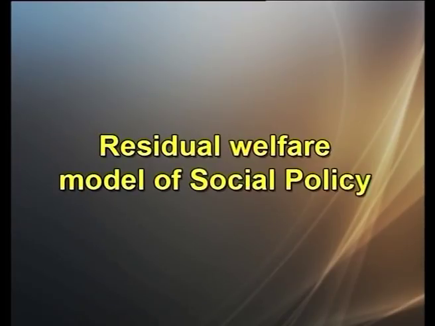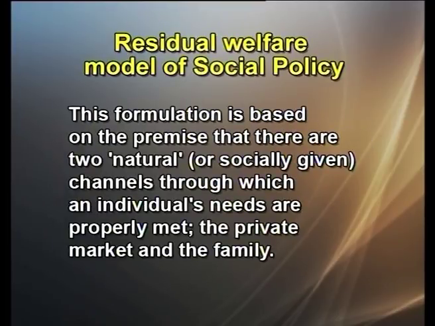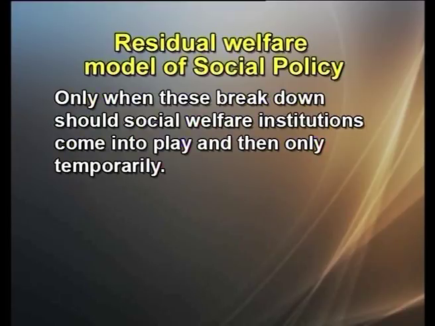The residual welfare model of social policy sees state assistance as temporary, minimal, requiring evidence of need and available only after all other avenues of help have been exhausted. This formulation is based on the premise that there are 2 natural channels through which an individual's needs are properly met: the private market and the family. Only when these break down should social welfare institutions come into play, and then only temporarily.